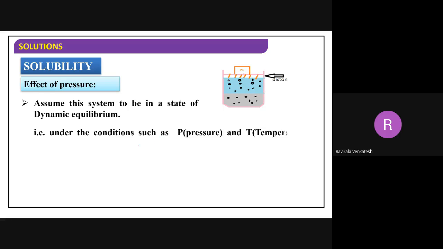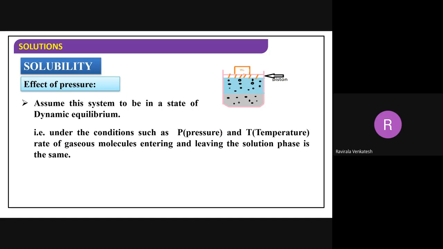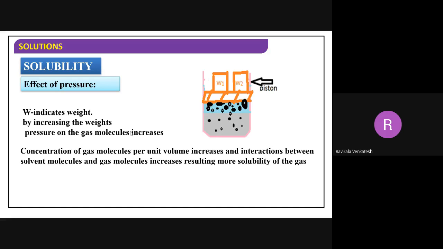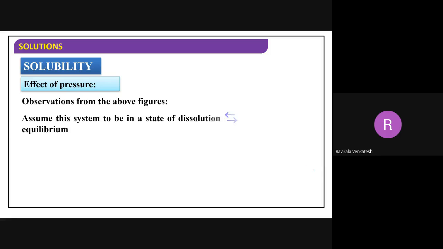Assume this system to be in a state of dynamic equilibrium. Under this condition, the rate of gas molecules entering and leaving the solution is the same. After dissolving the gas into the water, gas particles also convert into liquefied form. Now, the concentration of gas molecules per unit volume of solvent increases, and interactions between the solvent molecules and gas molecules also increase, resulting in more solubility of the gas. So, because of interactions between the solute and the solvent at high pressure, the solubility of the gas also increases.